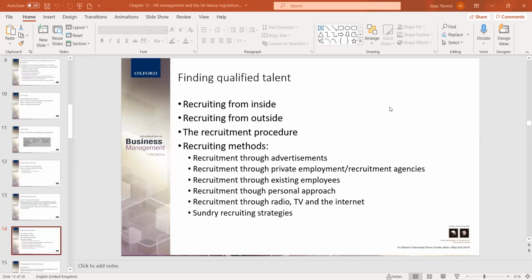It also has its disadvantages in terms of the cost involved, because you must advertise in more expensive places. It is also risky because you cannot assess the person's ability and skills. The morale of existing personnel may be negatively influenced. People within the organization who have worked with the company for 10 years and deserve a supervisory role get demoralized when you bring somebody from outside to supervise them.